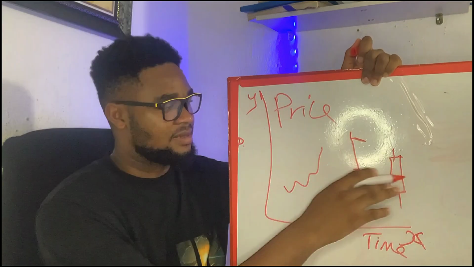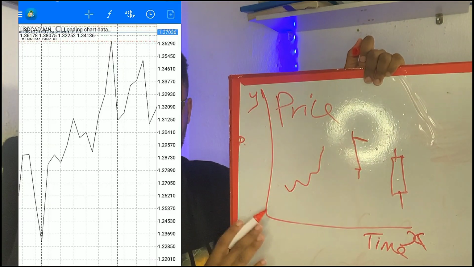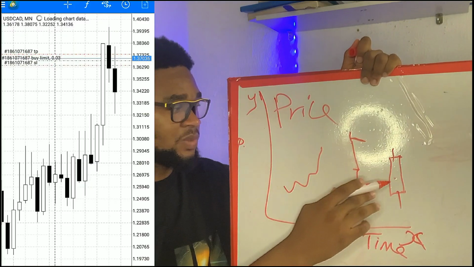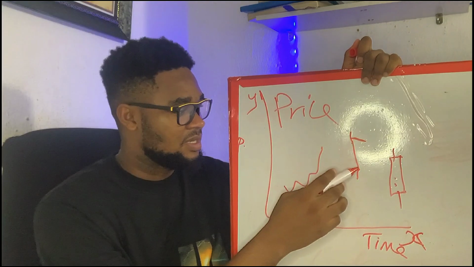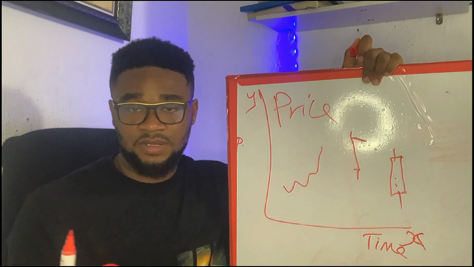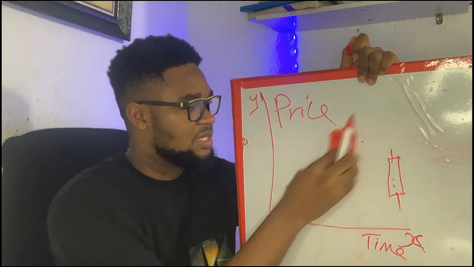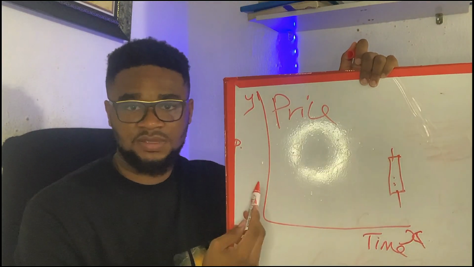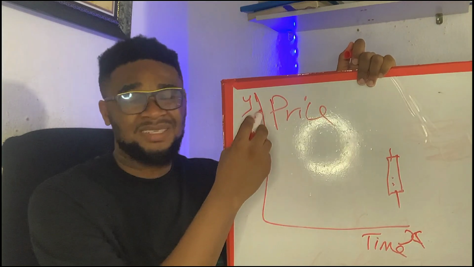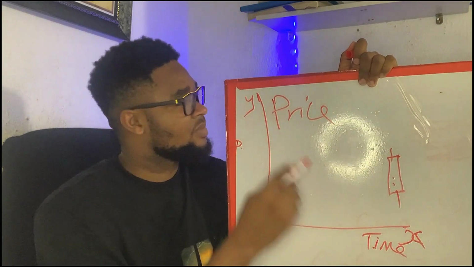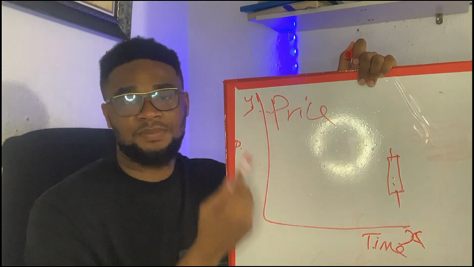So this is what it represents. This is the graph. This is how it is in the MT4. It depends on the kind of chart you want, whether you will need a candlestick chart, a bar chart, or a line chart. But for the sake of this video and subsequent videos, we'll be dealing with the candlesticks. So the candlestick chart is what we use. This axis represents time, and this axis represents price.